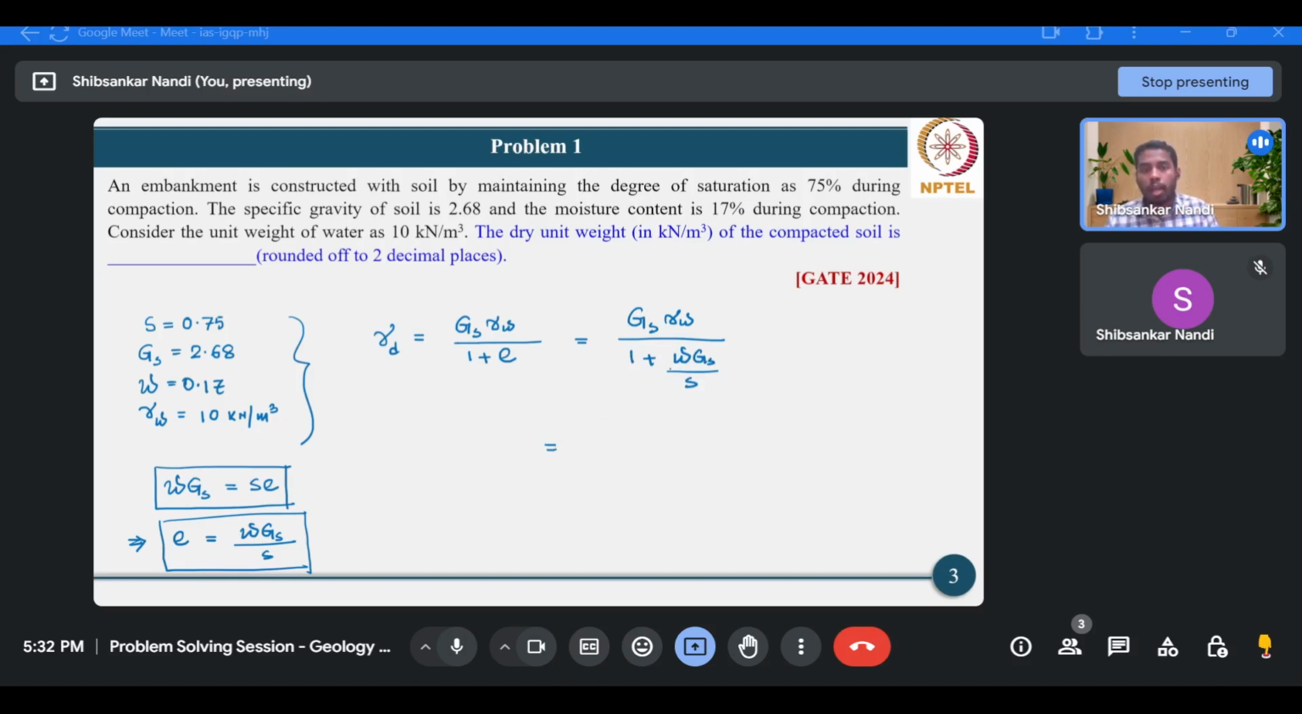Now I hope all the parameters are known to us. We just have to substitute the appropriate values in this equation to get the dry unit weight of the compacted soil. Gs value is given as 2.68, gamma w is 10 kilonewton per meter cube, water content is 0.17, Gs again 2.68, and the degree of saturation is 75%, that means 0.75. If we calculate, 2.68 into 10 divided by 1 plus 0.17 into 2.68 divided by 0.75, it will be 16.67 kilonewton per meter cube.